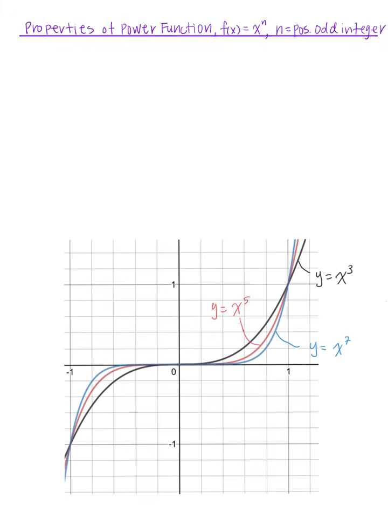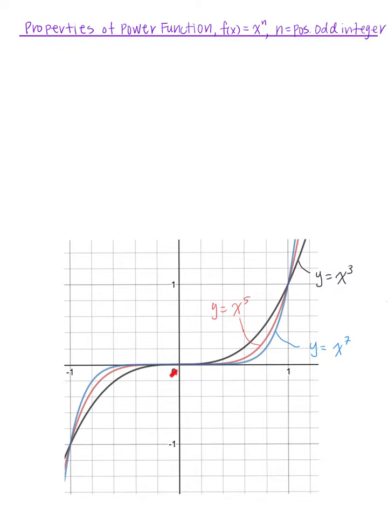Now let's talk about the properties of power functions when n is a positive odd integer. So here are the graphs of y = x cubed, that's this black one right here, and then y = x to the 5th, that is the red curve here, and then y = x to the 7th, that is the blue graph. So what do you notice?